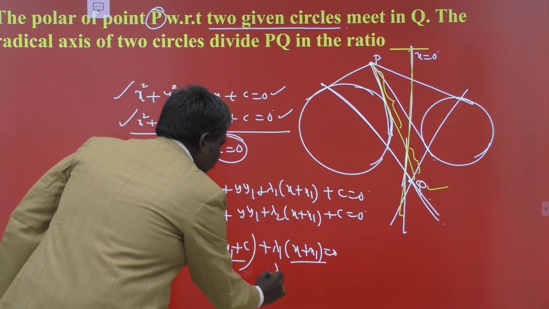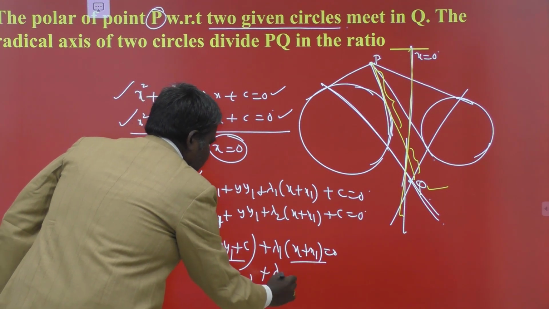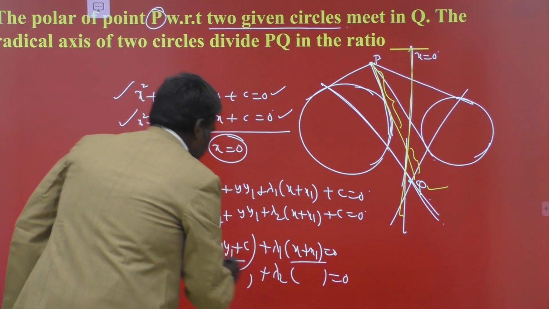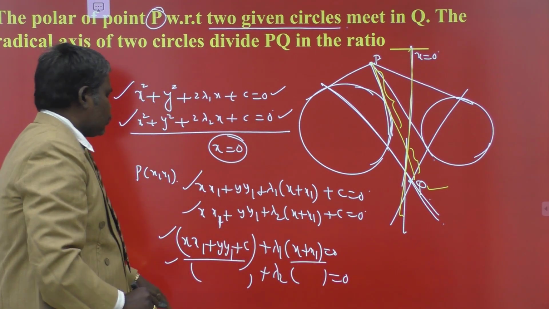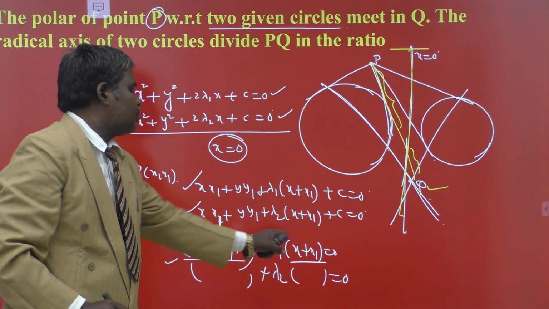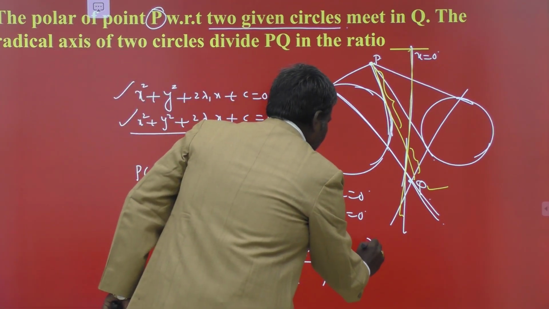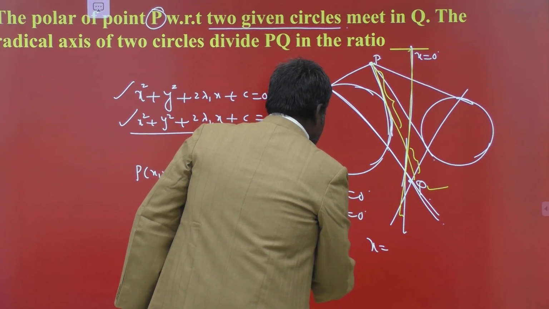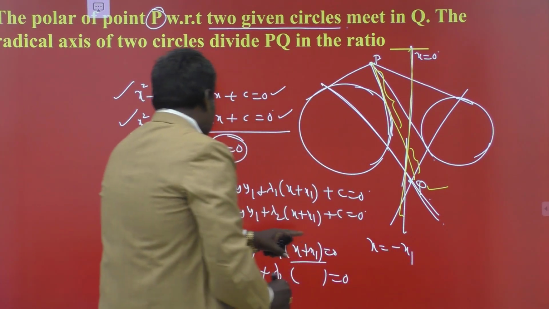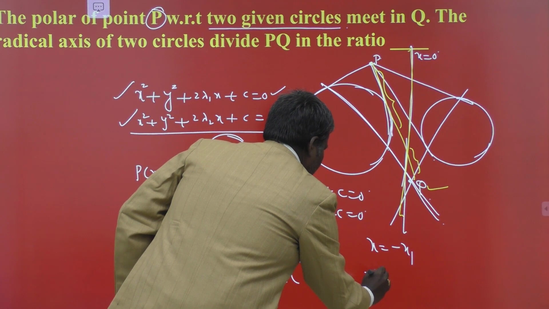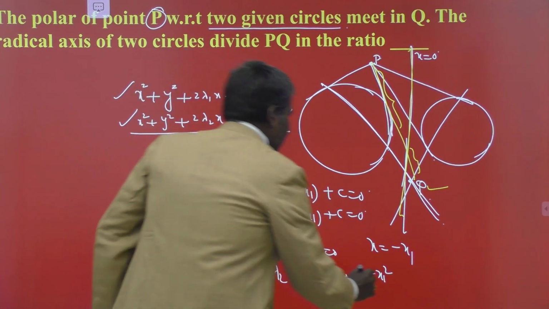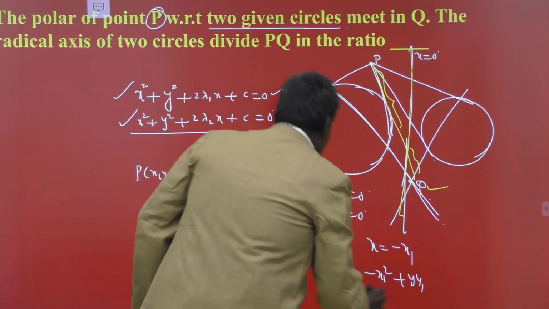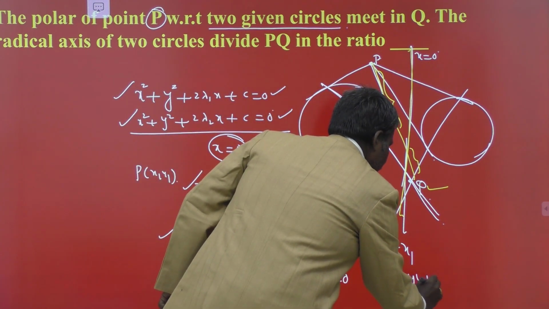The second line is of the form what? Same thing plus lambda times of x plus x1 equal to 0. The point of intersection of these 2 is nothing but the point of intersection of these 2 lines. So what is my x coordinate? That is x is equal to minus x1. Put x equal to minus x1 here, we obtain minus x1 square plus yy1, next, plus c equal to 0.